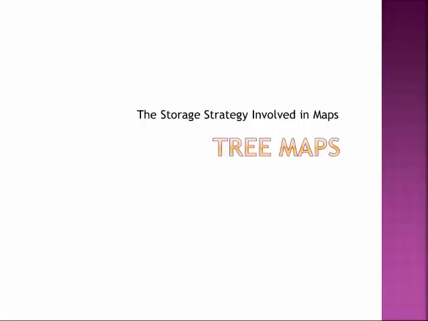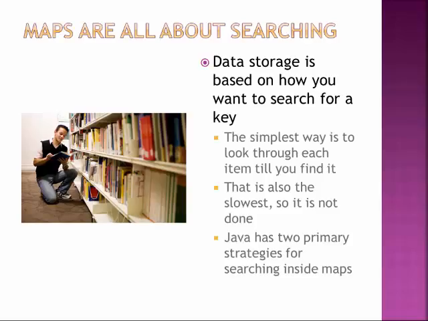So now that you have an idea what a map does in general, the first type of map we'll talk about is the tree map. It's not to say it's more important, not to say it's more interesting, just the first one we're going to talk about. So the map is all about how do we search into the data.